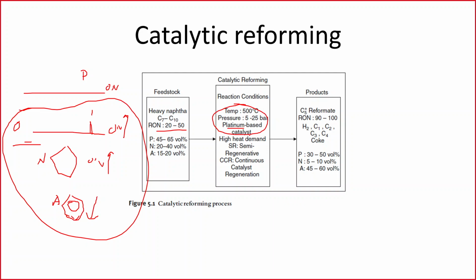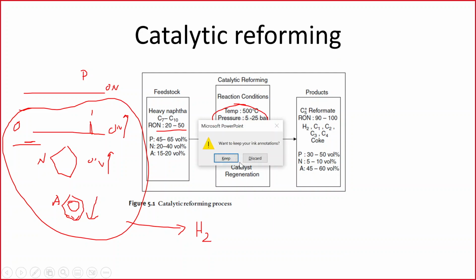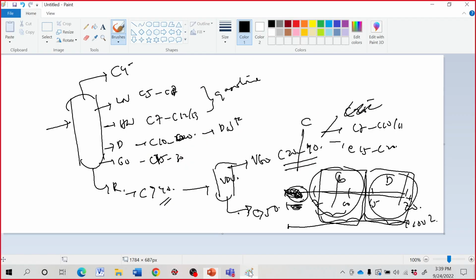Why do we have to regenerate the catalyst? Well, ideally, we make these olefins. We make these cyclics. We make these aromatics. So what happens is that we are removing hydrogen, basically, right? Can you follow? Because if you can't follow, it's going to be very difficult. Let's make it very simple.